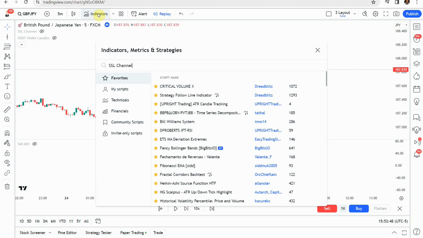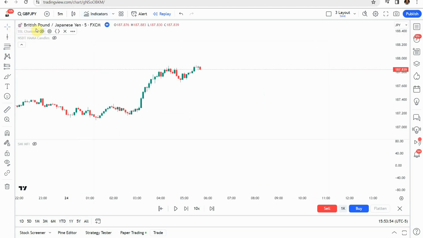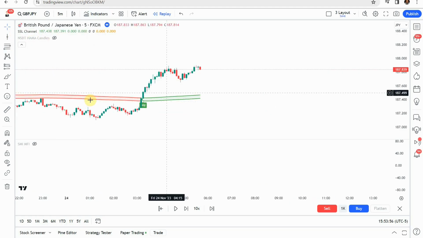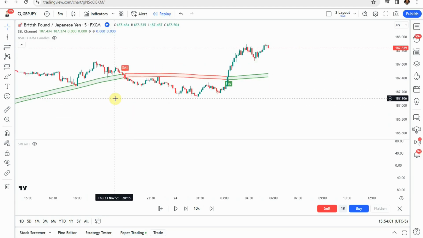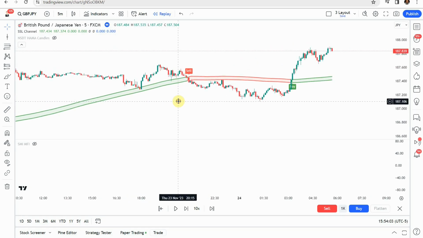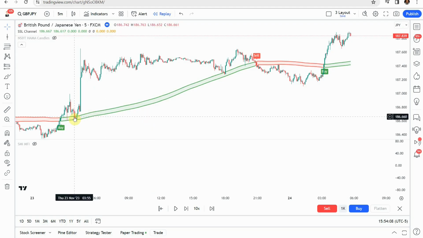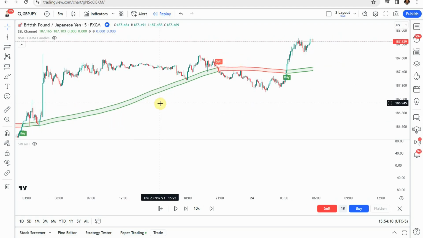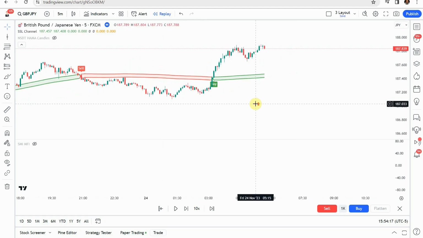So the first indicator we're going to add to the screen is going to be the SSL channel. It's this one right here by Miss Tricky. And so you'll add that to the screen and it will look like this right here. Now we'll keep this on the default settings. The channel's pretty easy to understand. Basically, when price is trading above it or when the channel itself is green, then we are in an uptrend. When the price is trading below it or the channel is red, then we are supposedly in a downtrend.